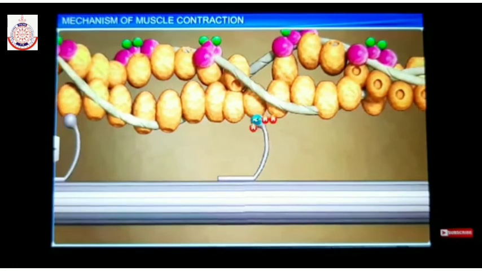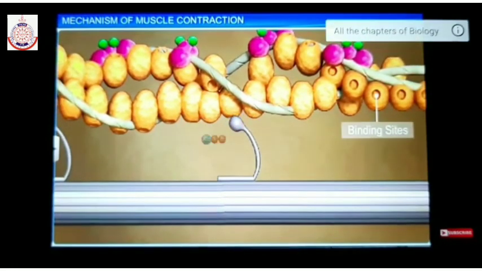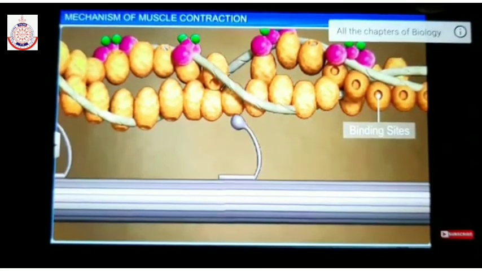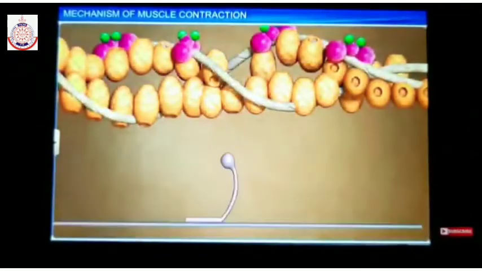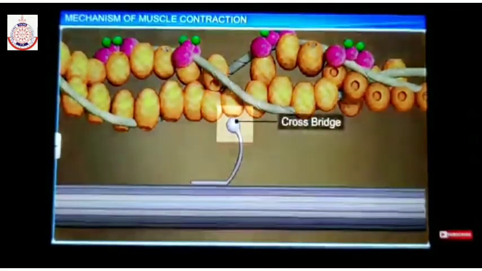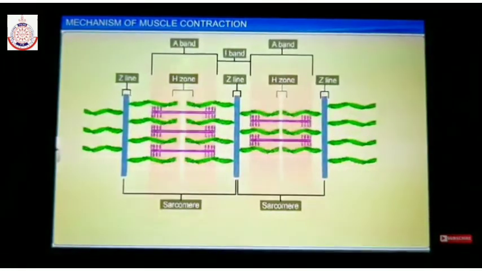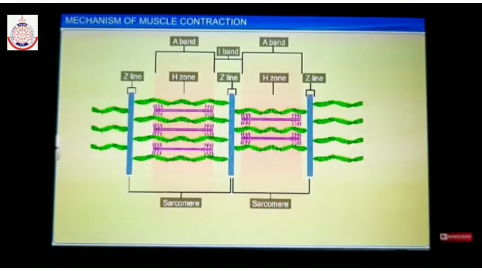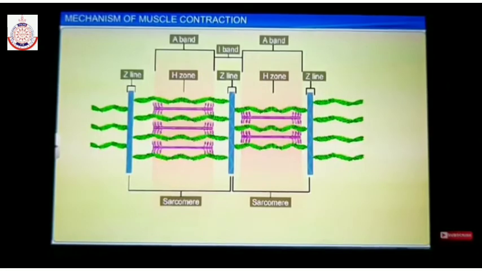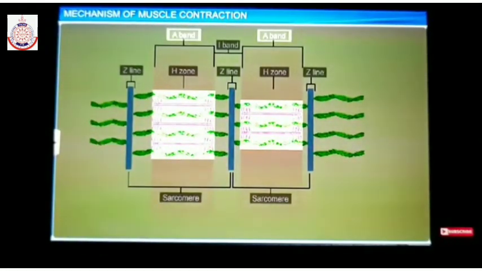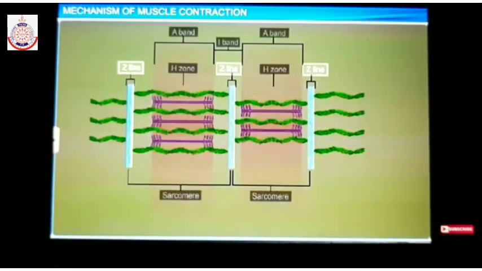Myosin head with ATP combines with the actin filament and causes sliding of the actin filament towards the A band. You can see cross bridge formation between the actin filament and myosin head. During muscle contraction, the size of the sarcomere decreases. The A band retains its length and the size of the I band decreases, which results in shortening of the sarcomere.